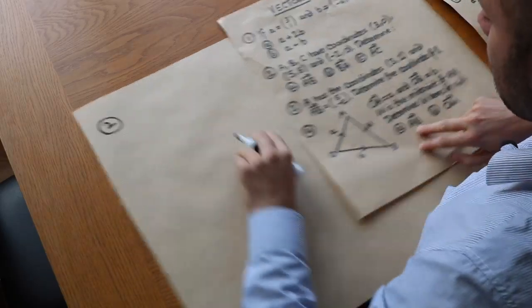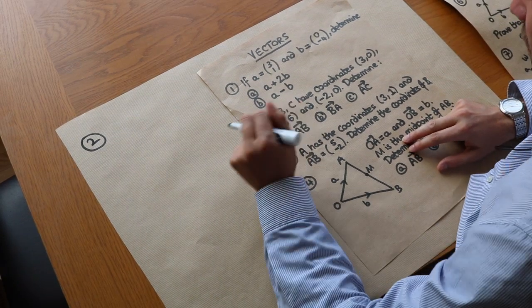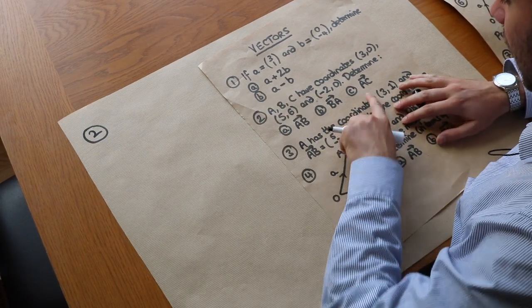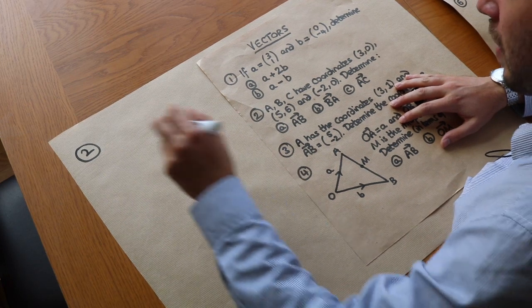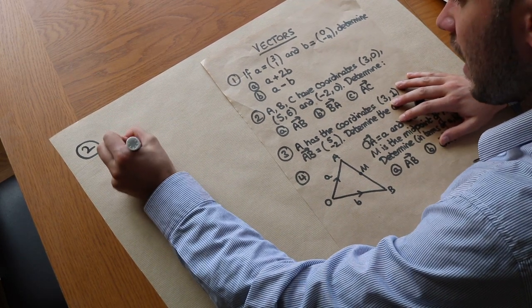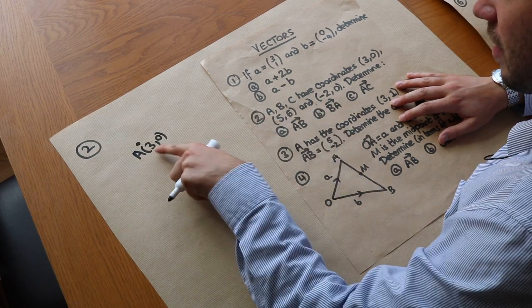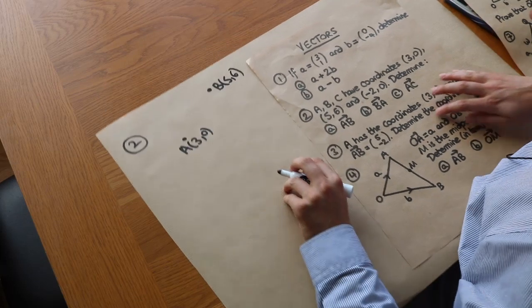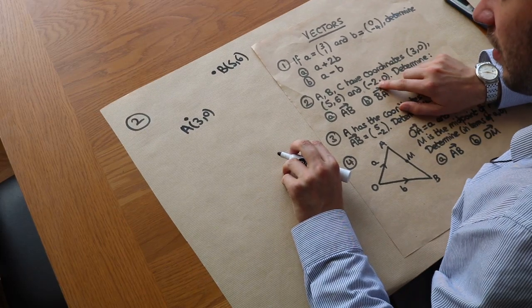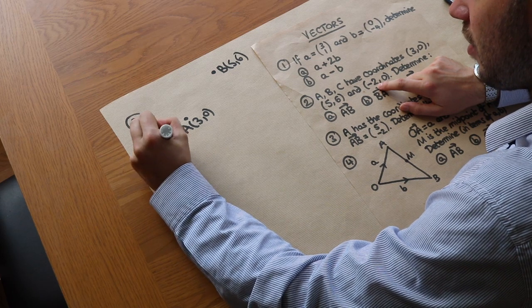Question 2. A, B, and C have coordinates (3, 0), (5, 6), and (-2, 0). Determine A to B, B to A, and A to C. It might help to just approximately write where these points are. So let's say A, (3, 0), is here. B has coordinates (5, 6), so that's slightly across and up. And then C is (-2, 0). So C is somewhere over here.